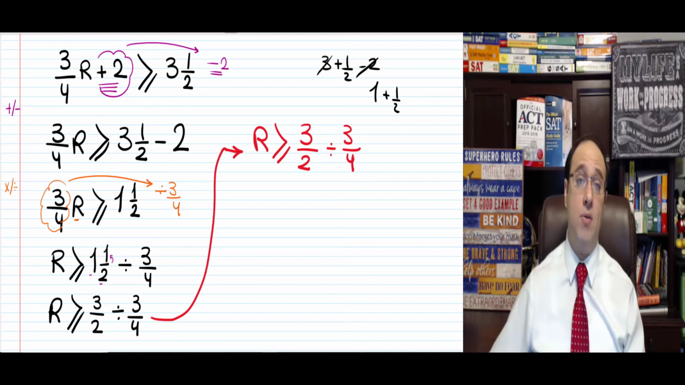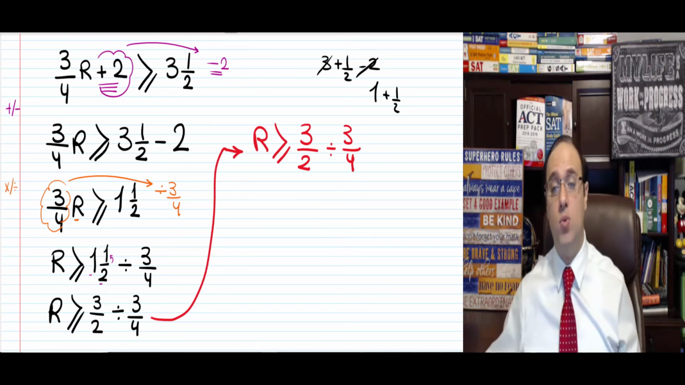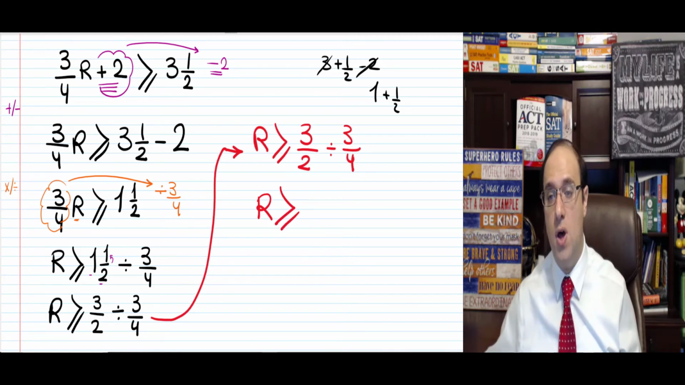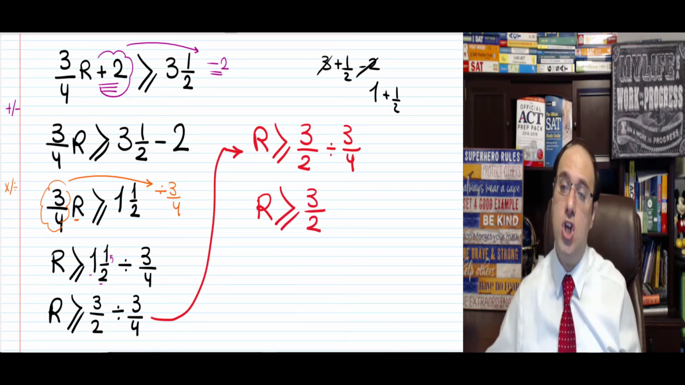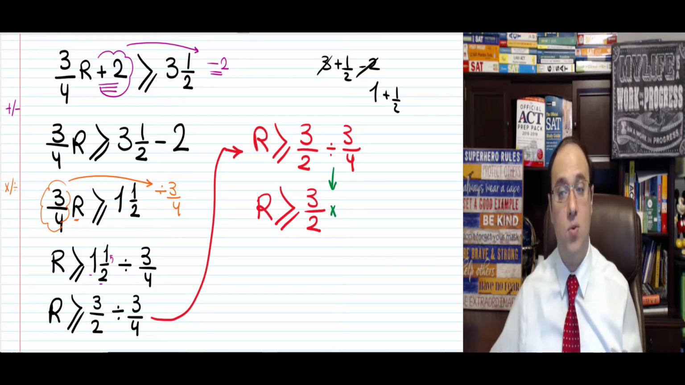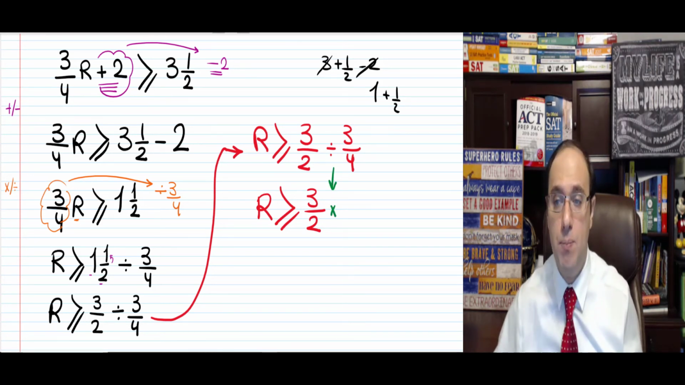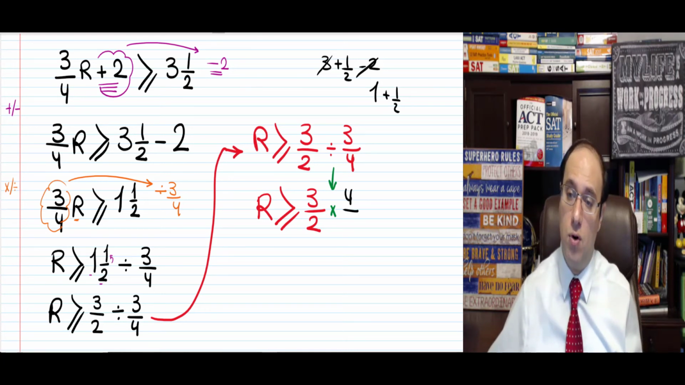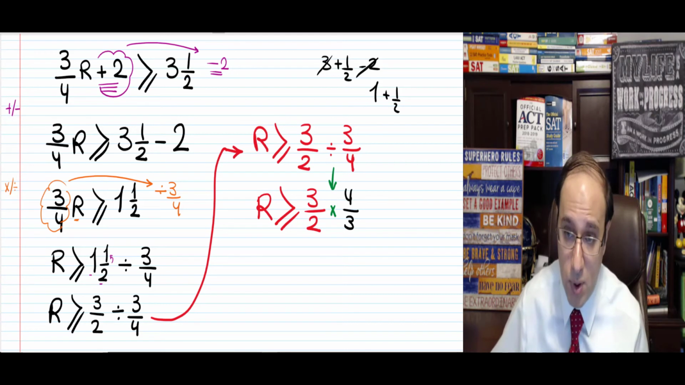Now, remember, how do we do division with fractions? We do it the following way. r is greater than or equal to 3 over 2 as it is. Change the division into multiplication, right? And then flip the fraction. 3 over 4 becomes 4 over 3. This is called the reciprocal, remember?